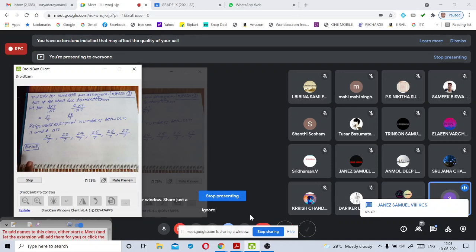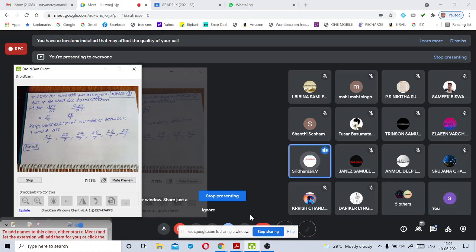Now come to the third question. Can you read the third question, my dear? Who will read? Just raise your hand. I will select. Very good, Sridarshan raised his hand first. Okay, Sridarshan, read question number 3. Find 5 rational numbers between 3 by 5 and 4 by 5. Understood the meaning of this question? What is given and what is asked here?